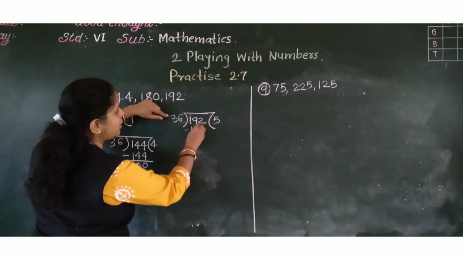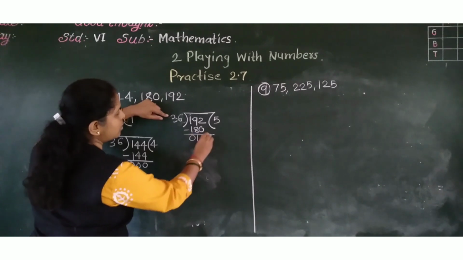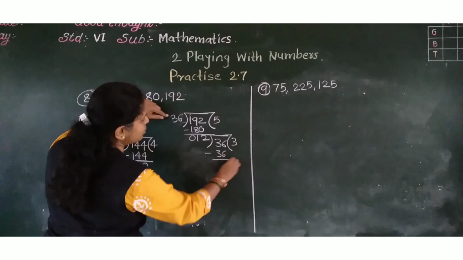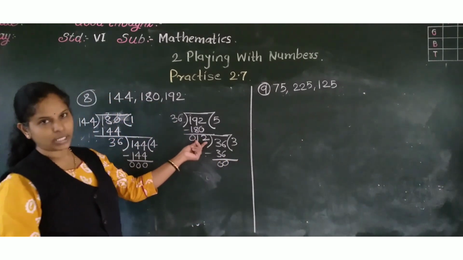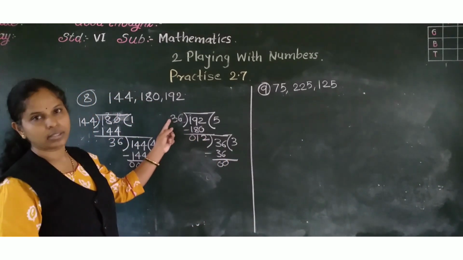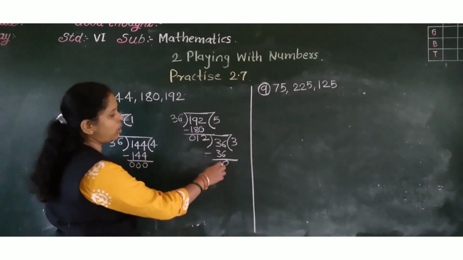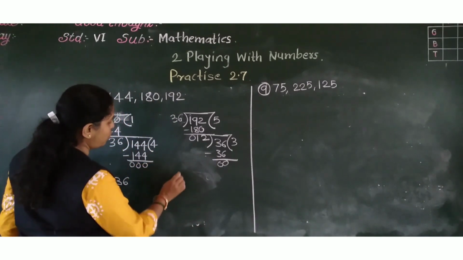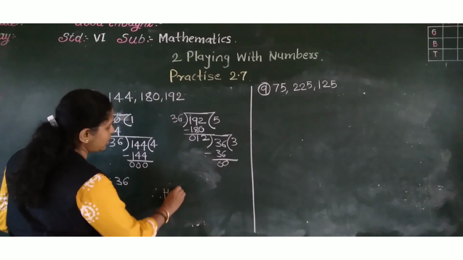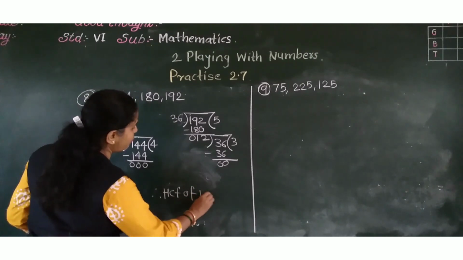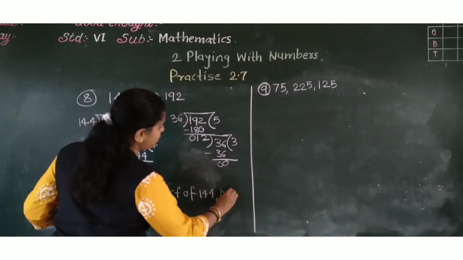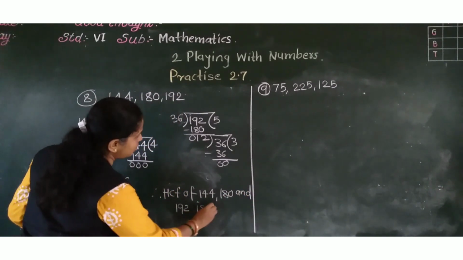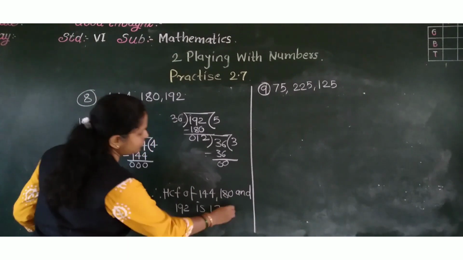So 36 fives are 180, remainder 12. And here 12 threes are 36. When you get remainder as 12, with this 12 divide this number. So here we got 36, 12. So therefore, what is the HCF? HCF of 144, 180 and 192 is 12. Followed?